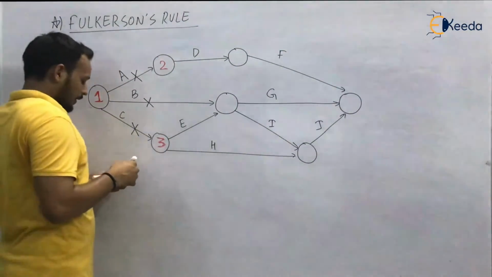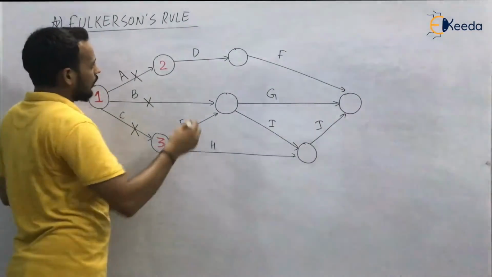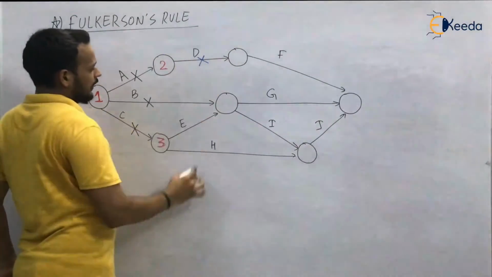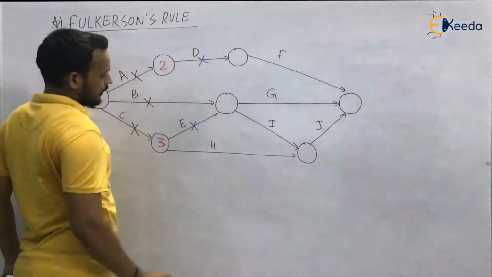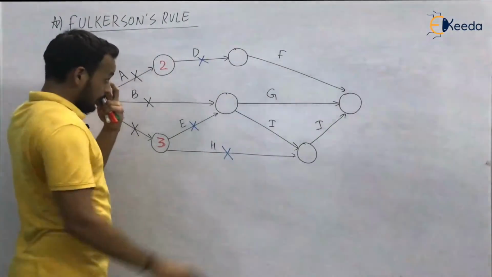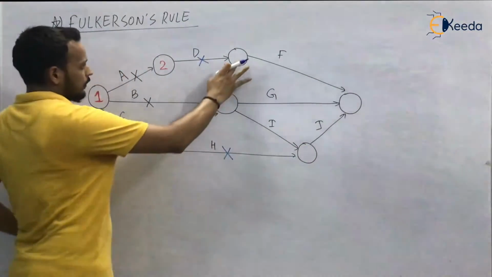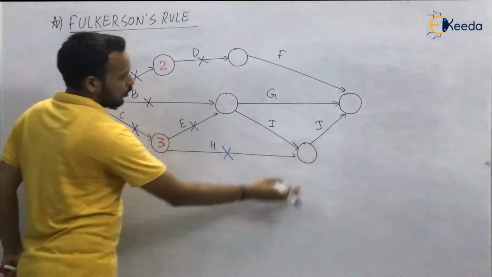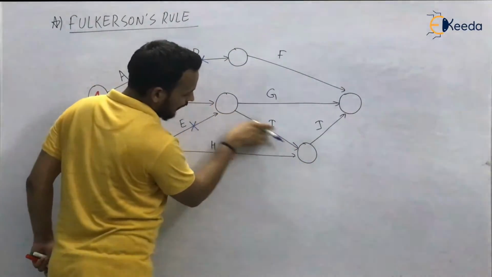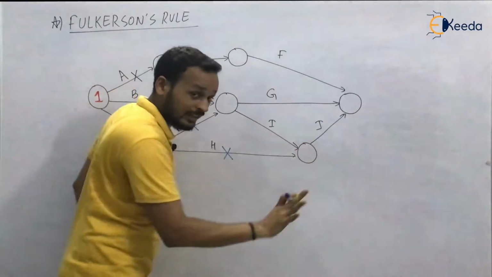Now again, you have to forget all the activities which are emerging from these named ones. So cut activity D, cut activity E and cut activity H. Just forget it. So you are left with this node and this node. Now look at this node. It has an incoming activity, that is activity I, so it cannot be named now.